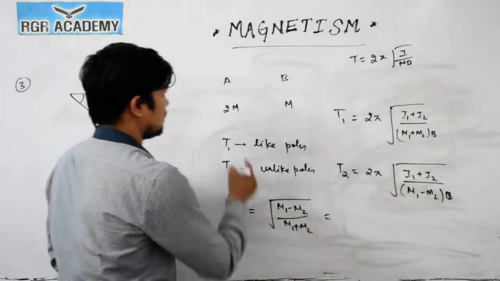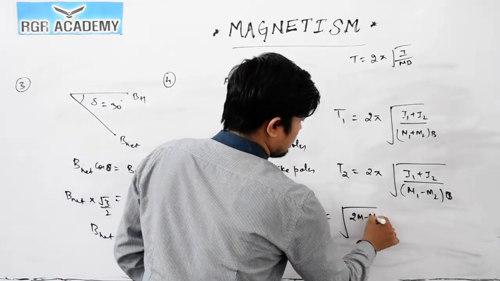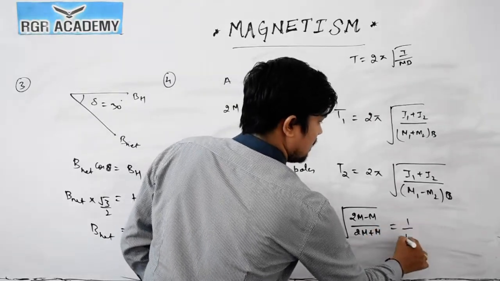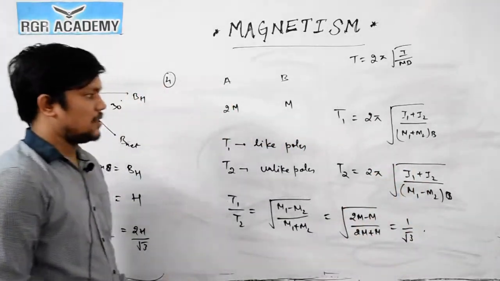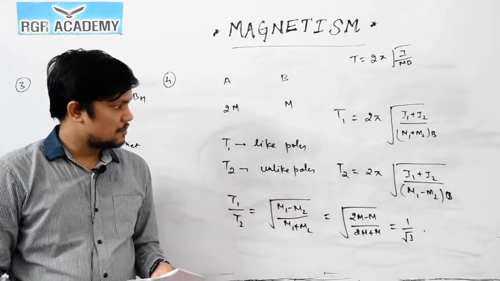So according to the given question, the first one is having the moment of inertia of 2m. So 2m minus m divided by 2m plus m. So it will be equal to 1 by root 3. So the ratio of time period is 1 by root 3. Okay. Now we will move on to question number 5.